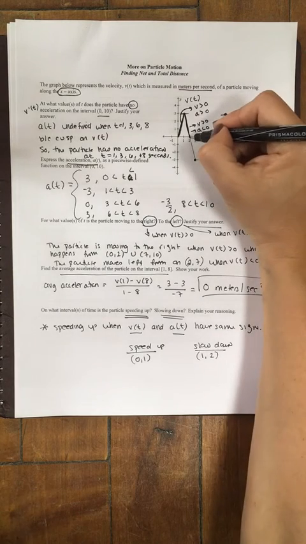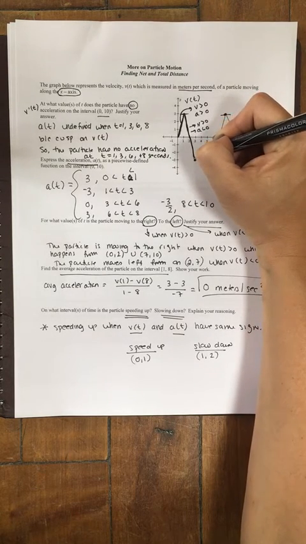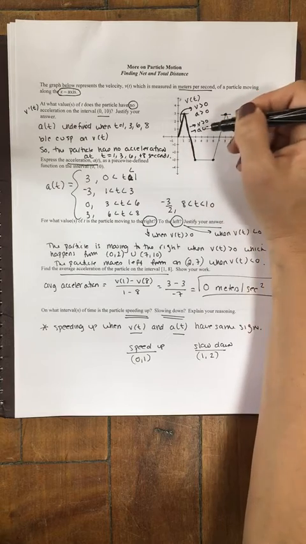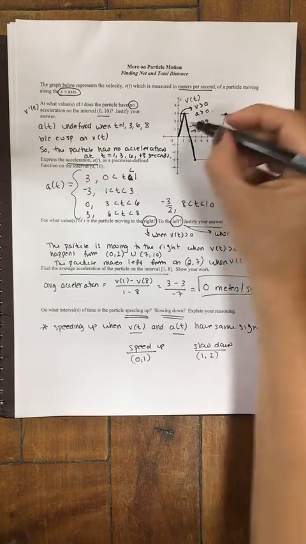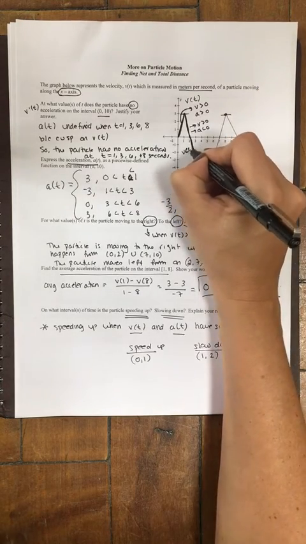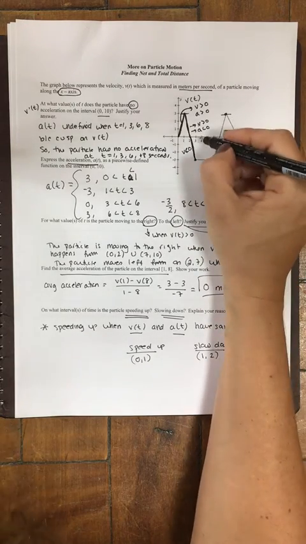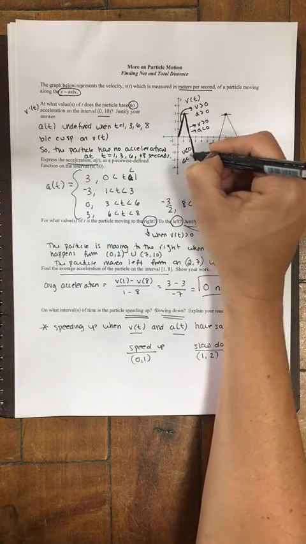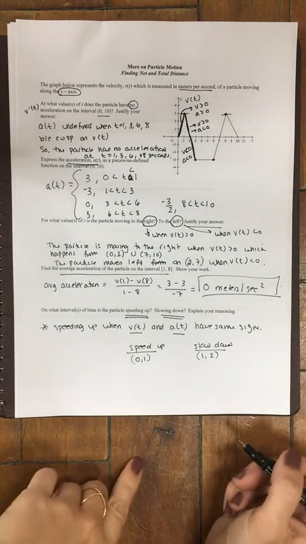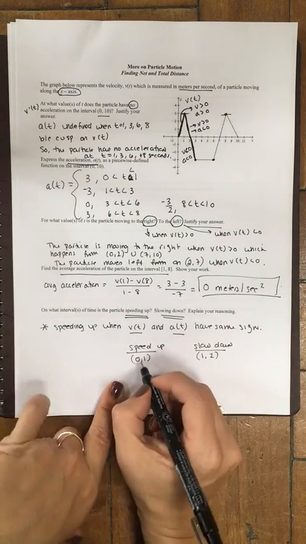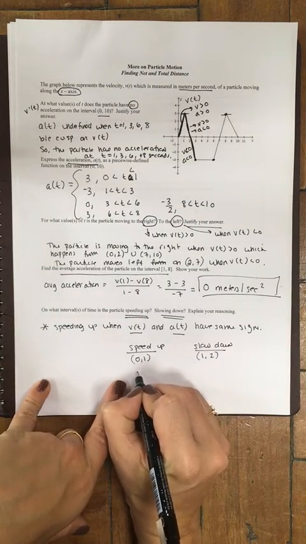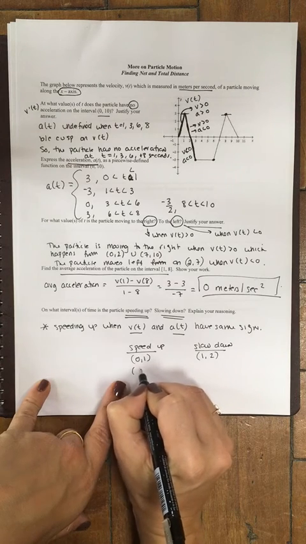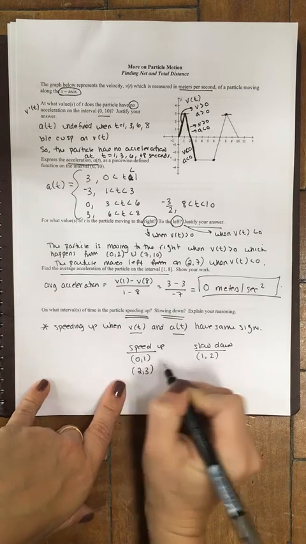And now if we look at this piece here, velocity is negative, it's decreasing, so acceleration is negative. So that's great. And so we are speeding up from 2 to 3.